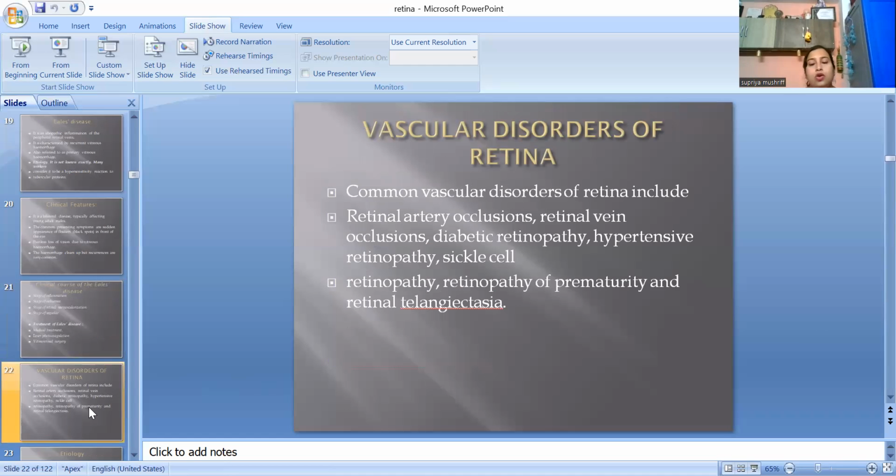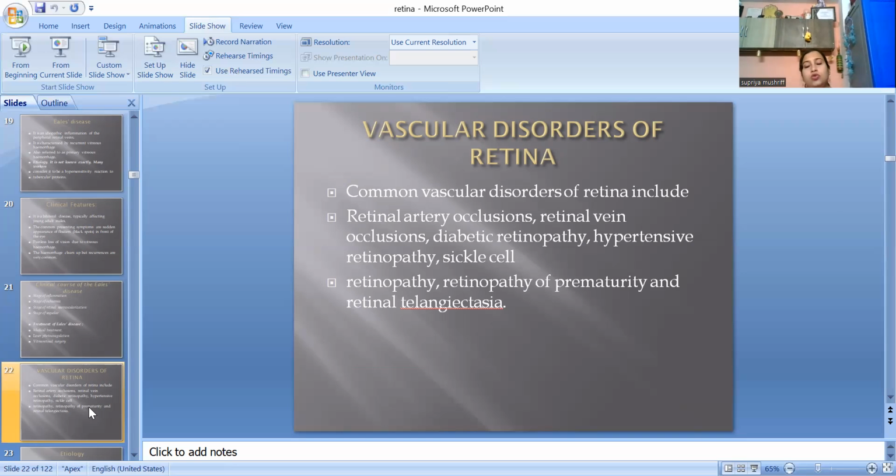Now, the vascular disorders of the retina. As you all know, we started with the disorders of the vessels. First, we dealt with retinal vasculitis, that is Eales disease, which is a primary retinal vasculitis. Now, we start with vascular disorders of the retina. What are the various vascular disorders of the retina? Common vascular disorders of the retina include retinal artery occlusion, retinal vein occlusion, diabetic retinopathy, hypertensive retinopathy, sickle cell retinopathy, retinopathy of prematurity, and retinal telangiectasia.